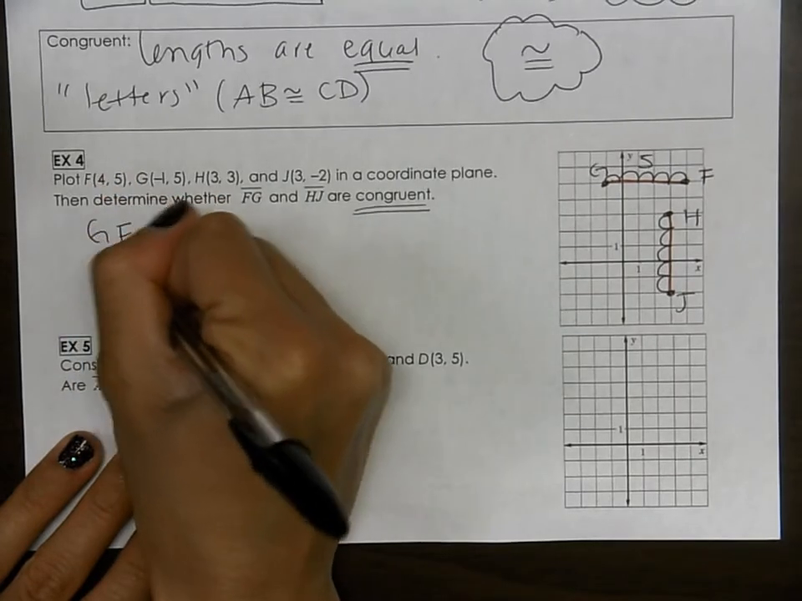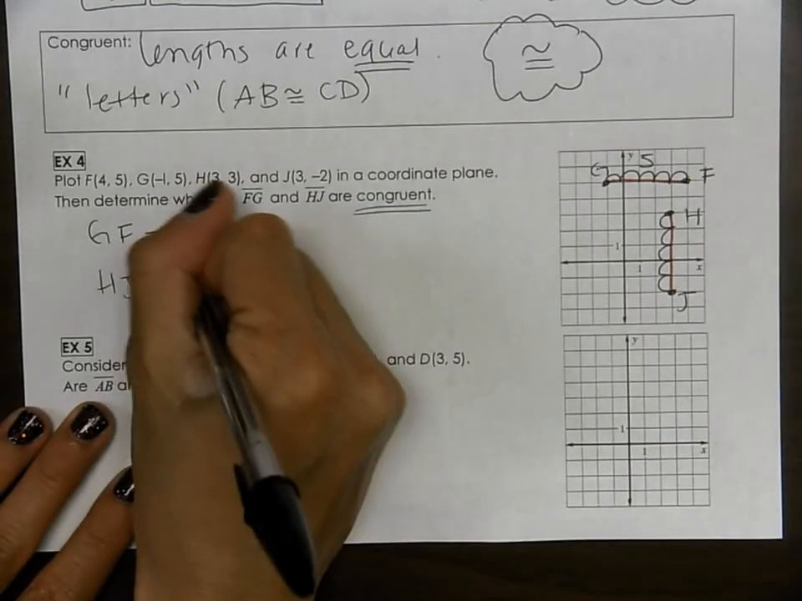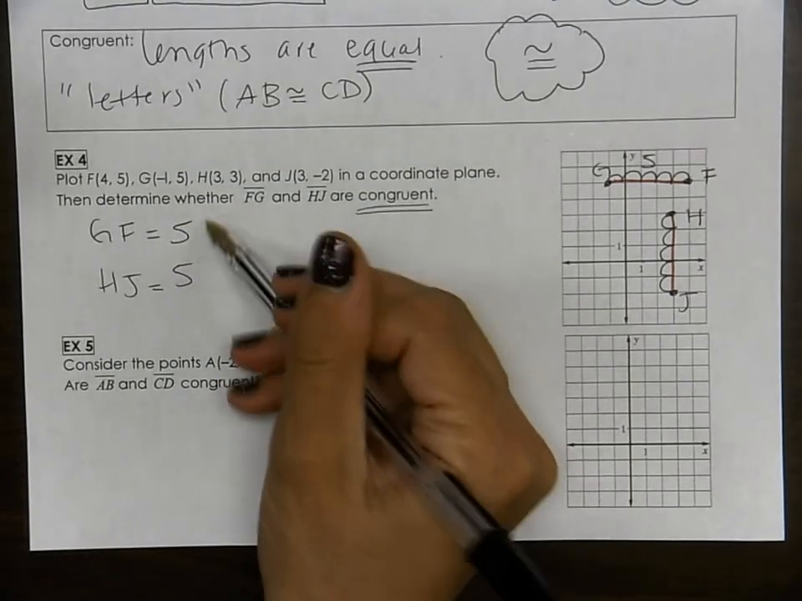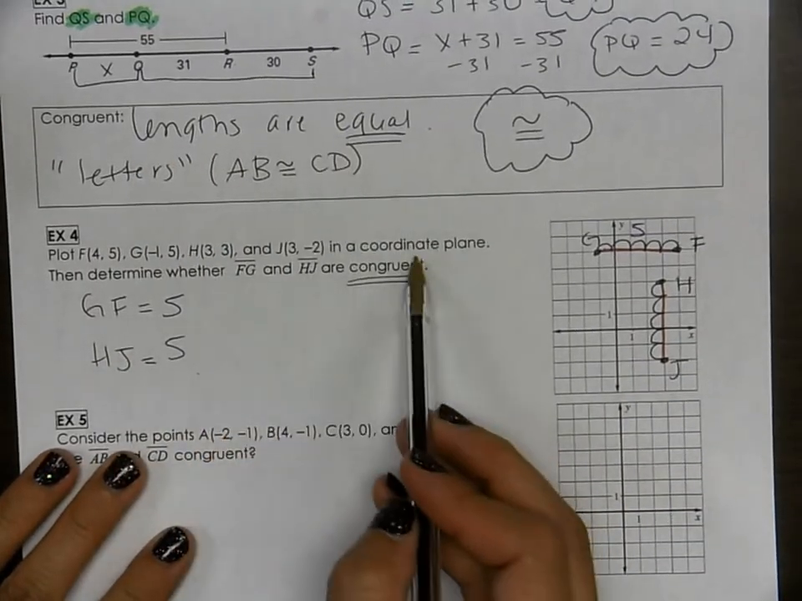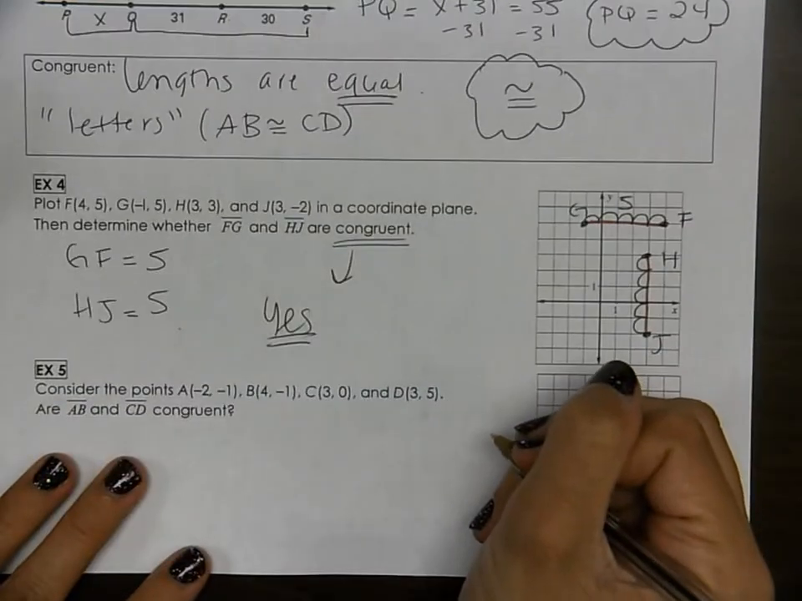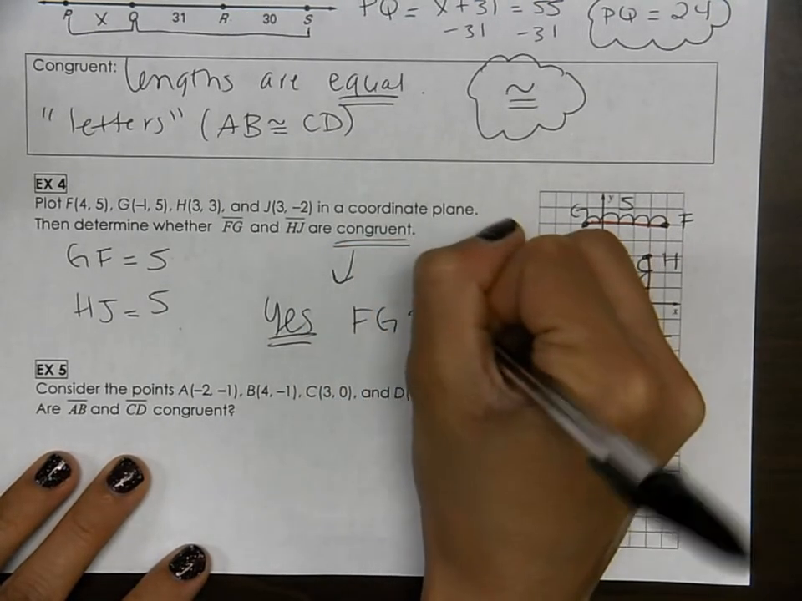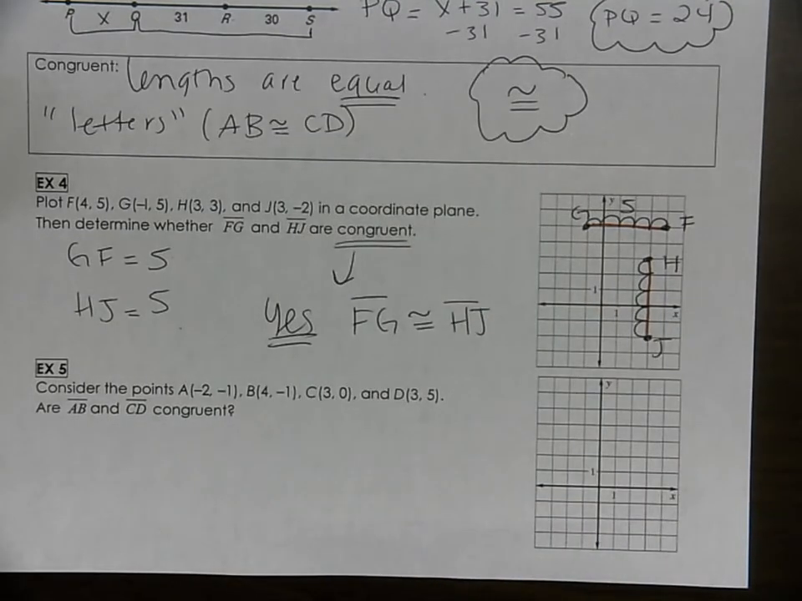Keep in mind, yes, I went down on my graph, but I wouldn't say that the length is -5. That doesn't make any sense. That's where the whole absolute value thing comes into play. So this is just a length of 5. Since they equal the same thing, the two lengths are equal to each other. So when it asks, are they congruent, we would say yes. And more specifically, we can say FG is congruent to HJ.